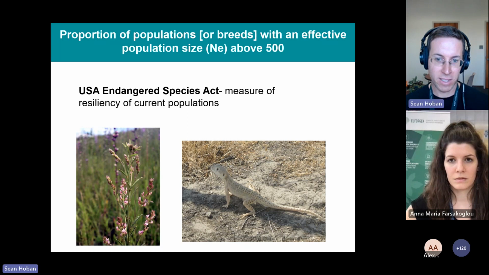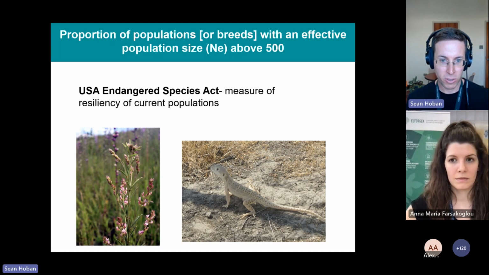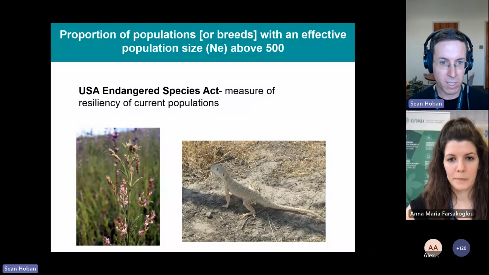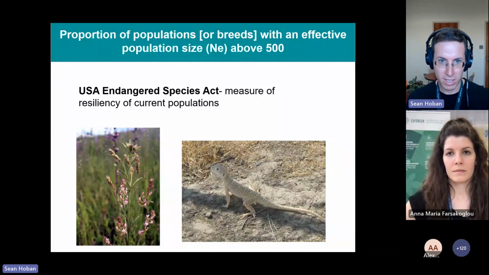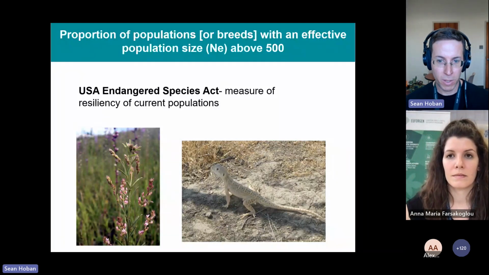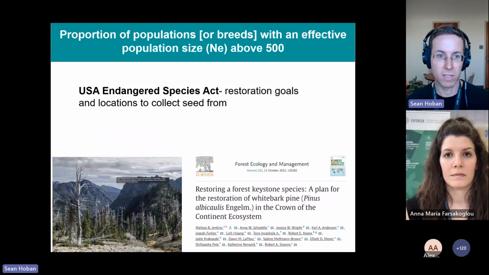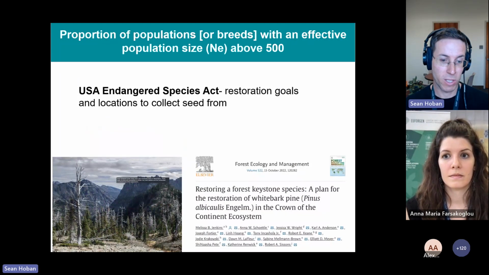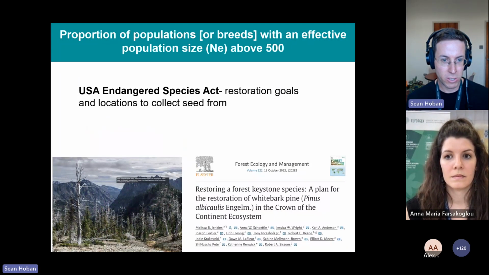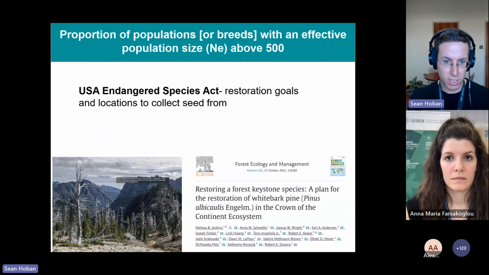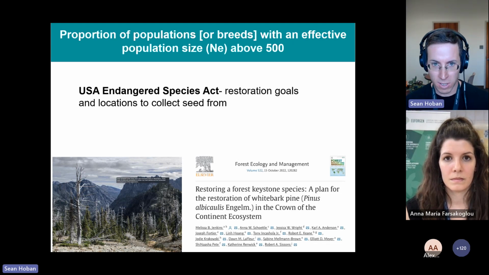Effective size, and the effective size 500, is also more and more frequently mentioned under the US Endangered Species Act as a measure of whether current populations are resilient or not. And even for trees, such as this widespread dominant tree species, whitebark pine, recently listed under the US Endangered Species Act, NE 500 is used as a goal for restoring populations and also identifying populations that are suitable, with sufficient genetic diversity, to sample seed from.